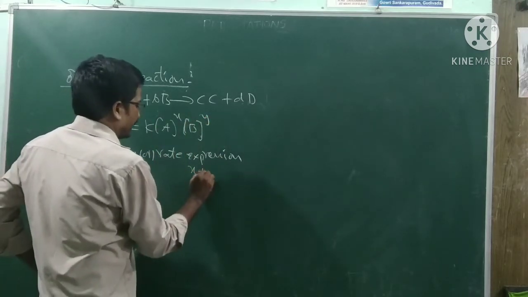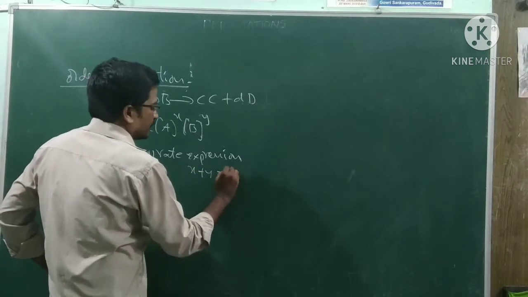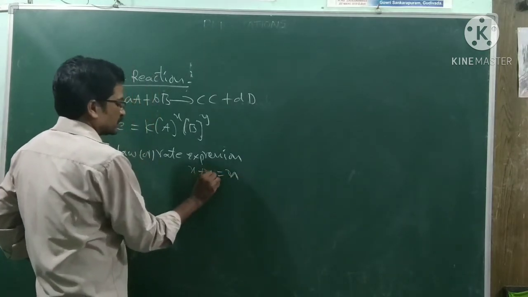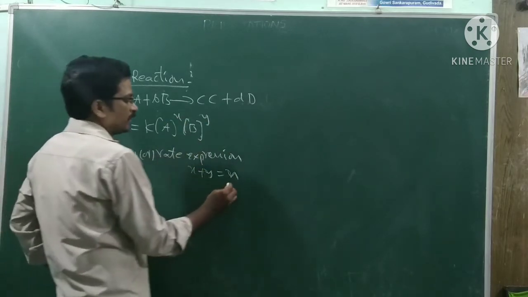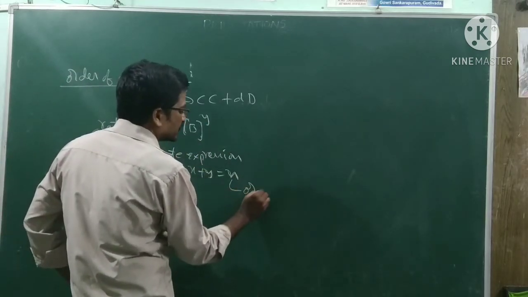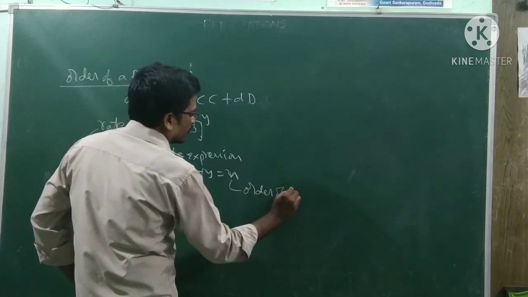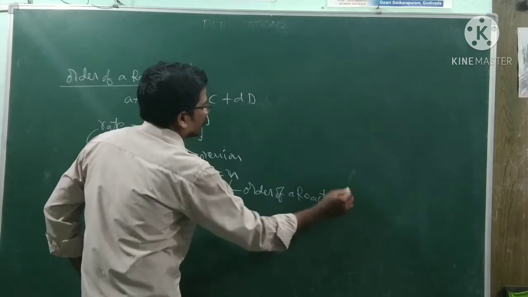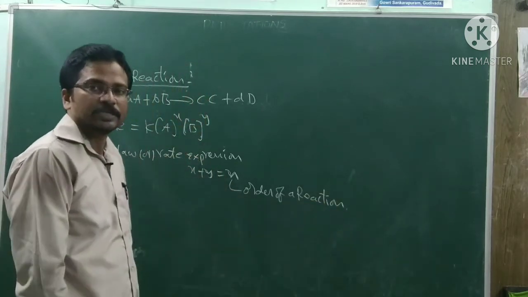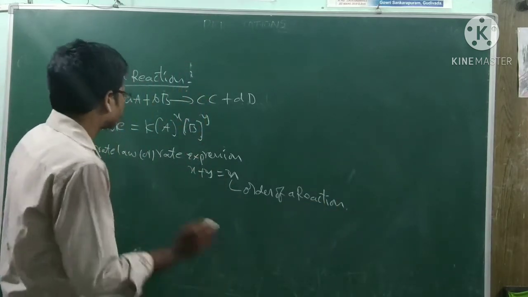x plus y is equal to n. x plus y, the powers of the reactants, x plus y is equal to n. n is known as the order of a reaction.